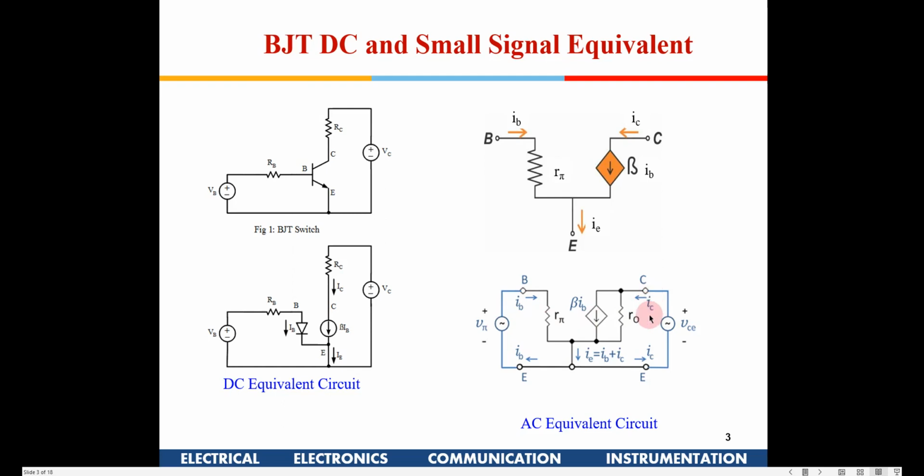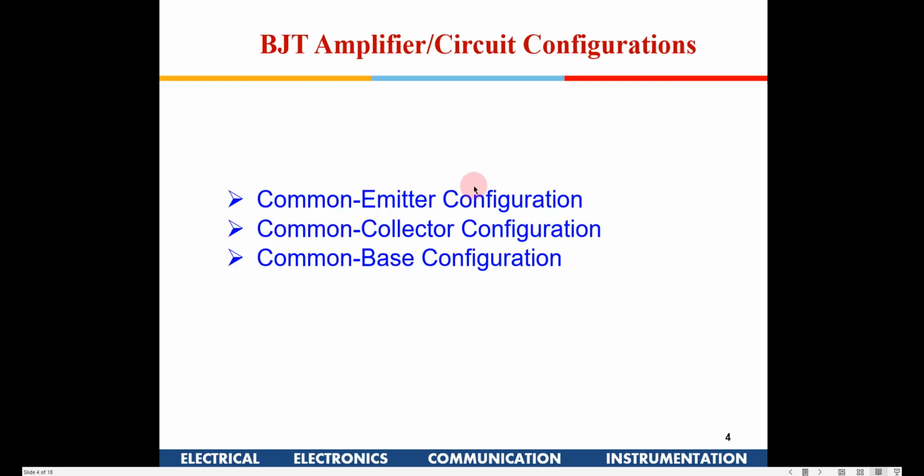So the collector current for an ideal transistor should not change if there is a change in VCE, but for all practical BJTs, there will be a small change in collector current. And to reflect that change, you have R0. This is known as the output impedance of the transistor. So now if you see, when you apply a small VCE, some change in IC would happen because of this R0.